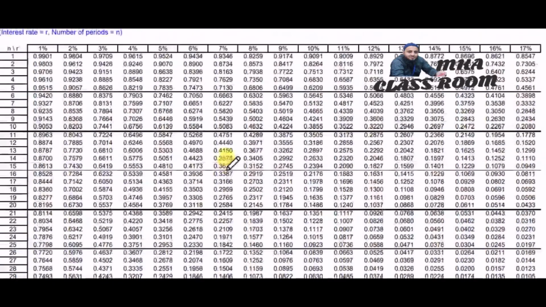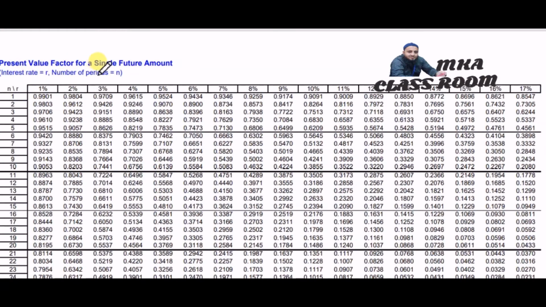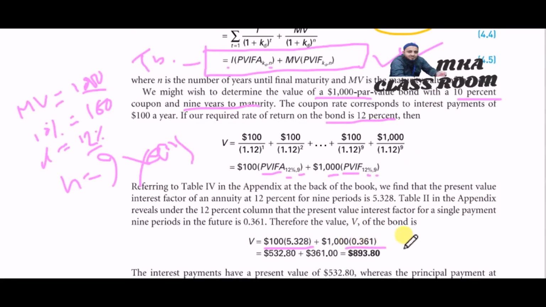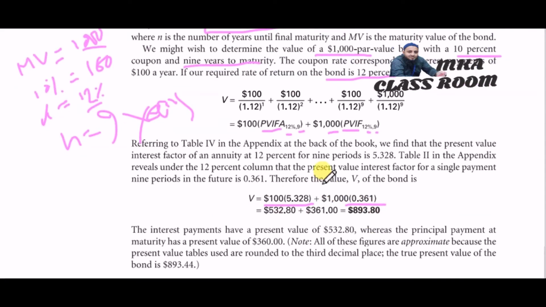Then we will see 1000 times PVIF at 12% and 9 years, from the table of present value factors for a single future amount. The corresponding value is 0.3606.